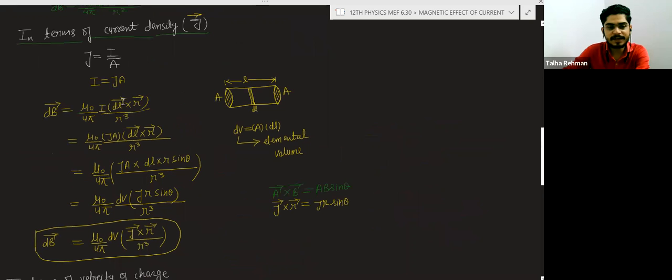I have done nothing here. I have just opened this formula, but you should know what current density is, and you should know how to put the values in the formula. That is the main thing here, nothing else. If you know how to put the values in the formula, then you can do the derivation very easily. Now we will discuss the direction of the magnetic field, and that is given by the right hand thumb rule.